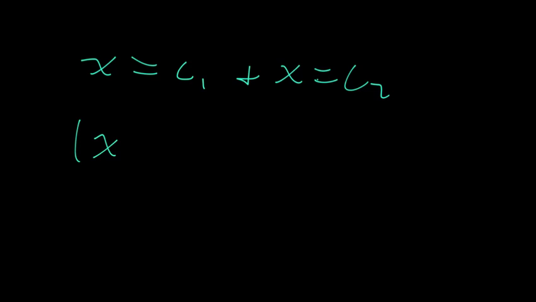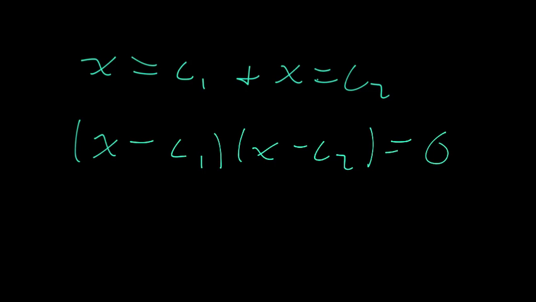Suppose that we're asked to find a quadratic equation that gives us x equals some constant c1 or x equals some constant c2 as its solutions. Well, if I know that the equation has these solutions, then I can factor it and say that (x minus c1)(x minus c2) is equal to 0. And you can check that just by splitting these two expressions up.